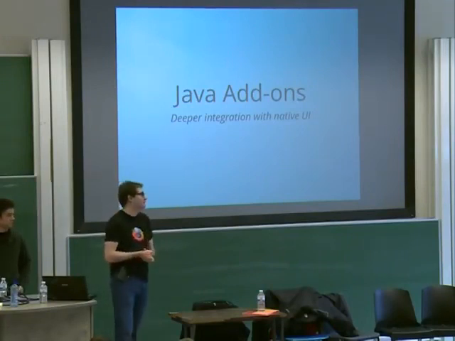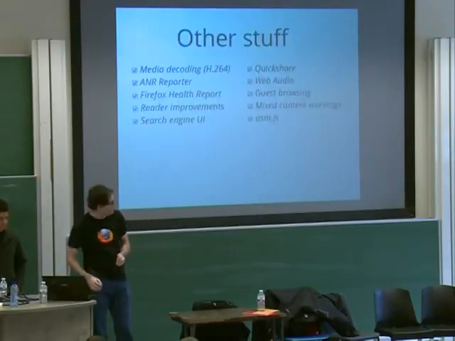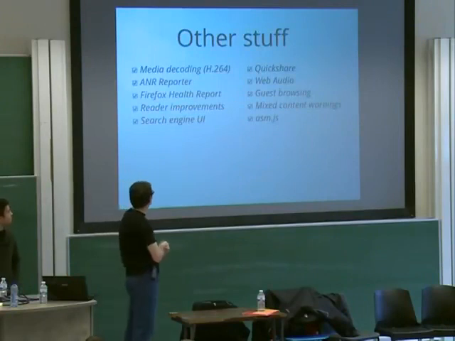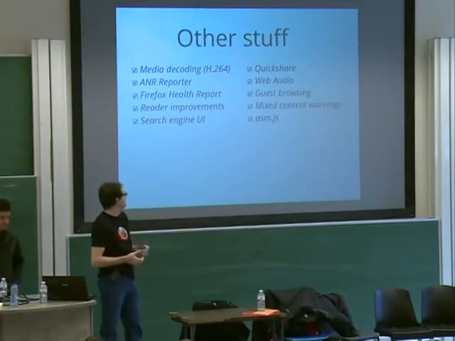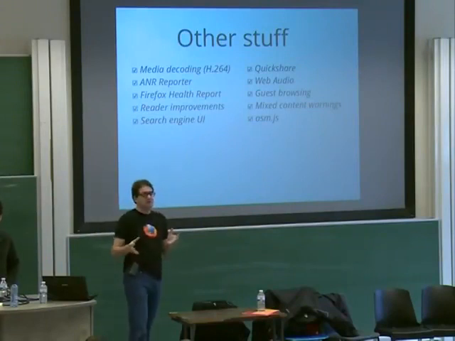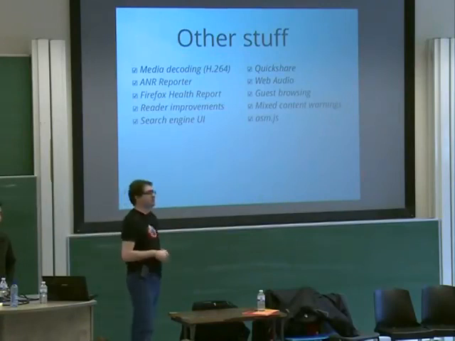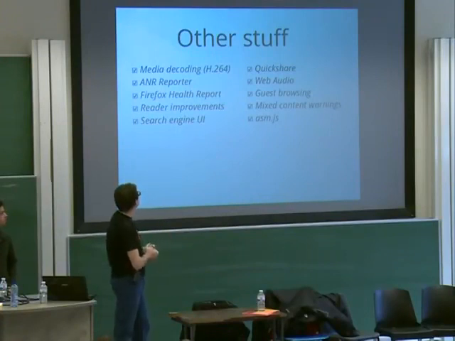You can use Java for some things, but I think we really have some work to do there until it's really usable. Then some minor and less minor features we added. H.264 decoding, using your device's decoder if you're unfortunate enough to use patented stuff. Application not responding reporter. If Firefox crashes, we will know about it. If Firefox hangs, we didn't know about it. So we built something that allows us to track if the browser just gets stuck instead of really crashing.